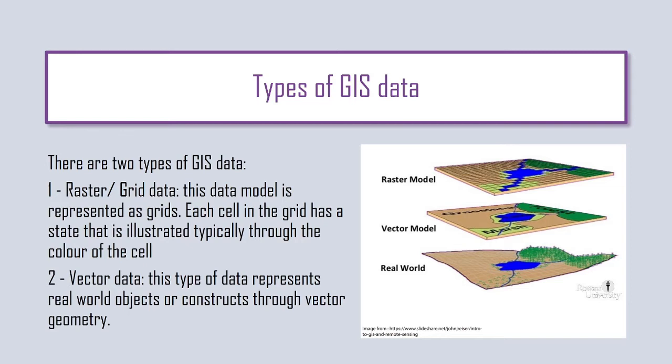So raster will be image data. This is something, for example, would be an image taken of the city from remote sensing. And vector data are represented in points, lines, and polygons. And they don't have a resolution, whereas raster models work in cells.